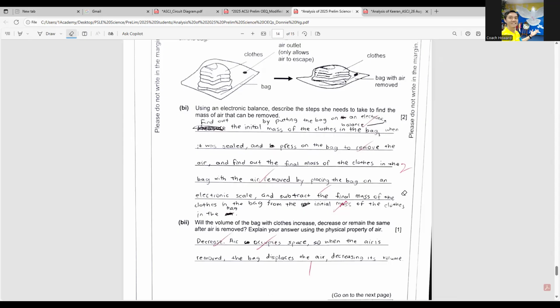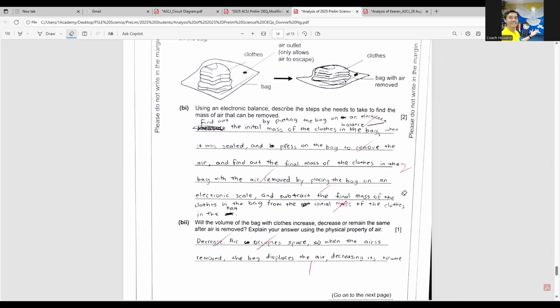Next, part B. Will the volume of the bag of clothes increase, decrease, or remain the same after the air is removed? So this is very simple, right? Because you learn in P4. So once again, parents, as you know, in PSLE we test the students' science concepts from P3 to P6. So this topic is actually a P4 topic that's being tested in PSLE.